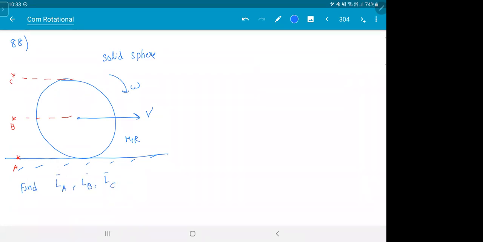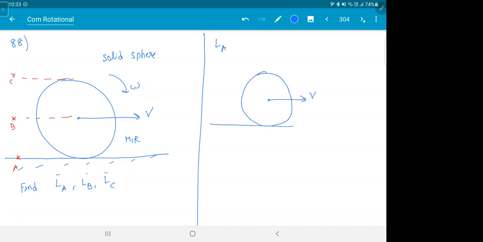Listen carefully, I'll show one. First, let's find about A. So this is going with V. This is your point A. Angular momentum of center of mass: extend the velocity vector, drop the perpendicular. Meaning you treat the center of mass like a particle and you calculate it. So L about A is angular momentum of center of mass.